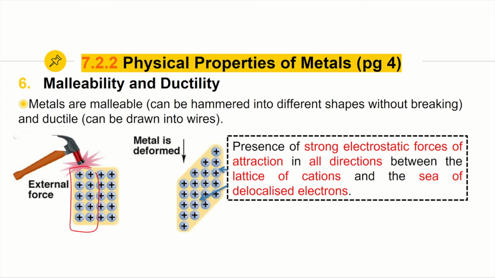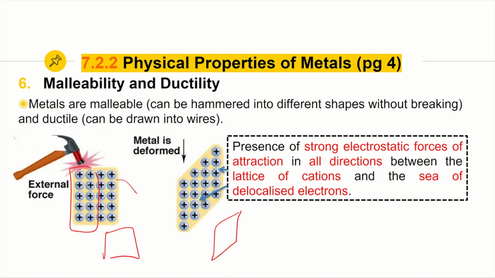If you take a look at this picture here, when the metal is being hammered, the layers of positive ions will slide across. At the start it's a square shape, right? Then when it's being hammered, it will form a bent shape, maybe like this kind. So why is it that it will not crack? It will still be metal.